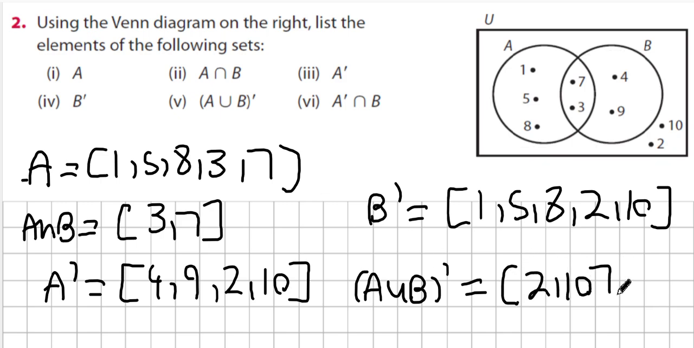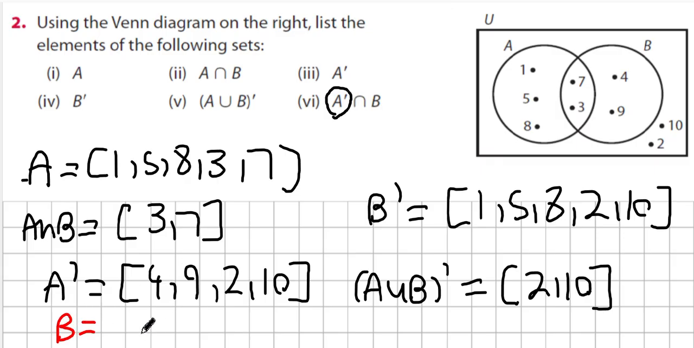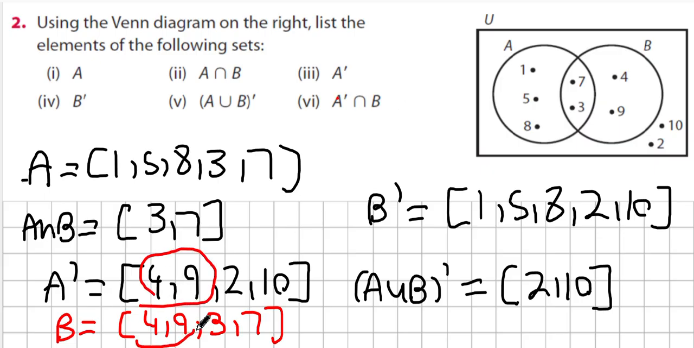Now this is the one that's difficult. Okay. And what it is, it's A complement intersection B. Let's write down what B is. What is B again? 4, 9, 7, 3. Now, basically, intersection means what does it have in common? What does A complement have in common with B? What is in both sets? They both have 4 and 9.